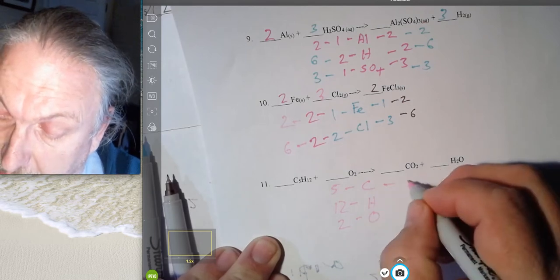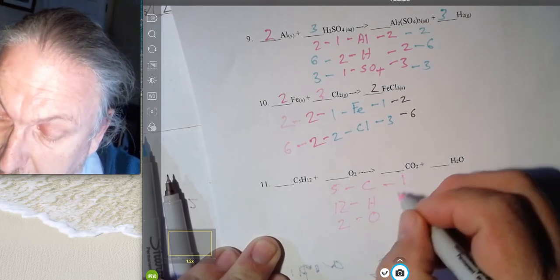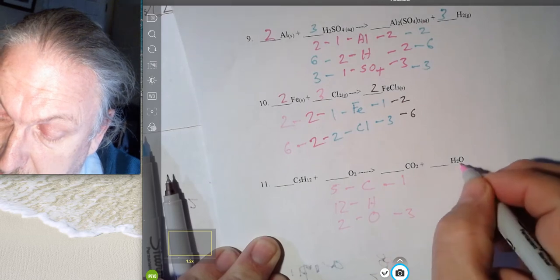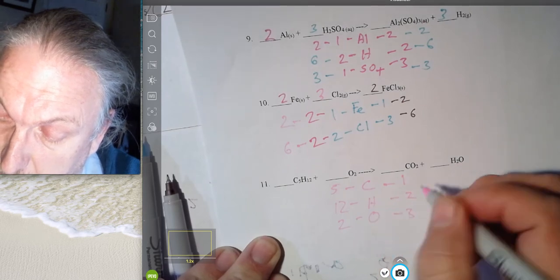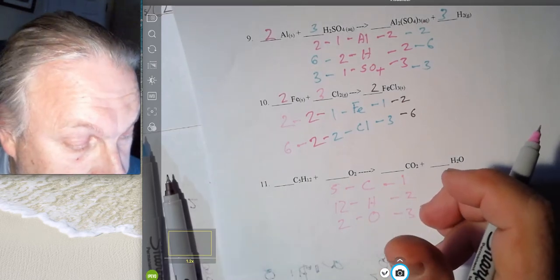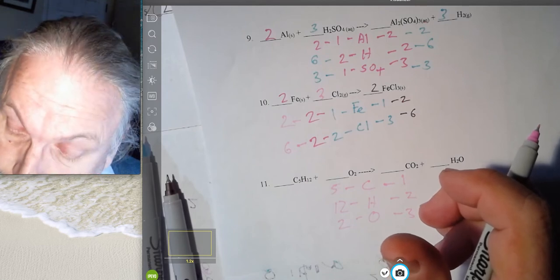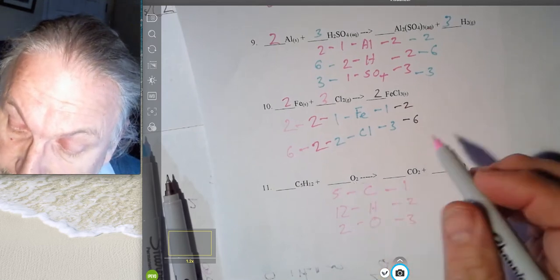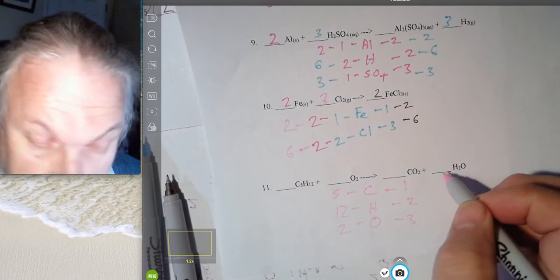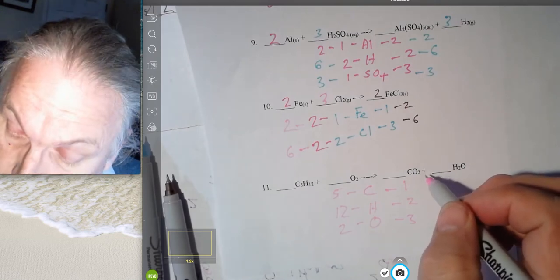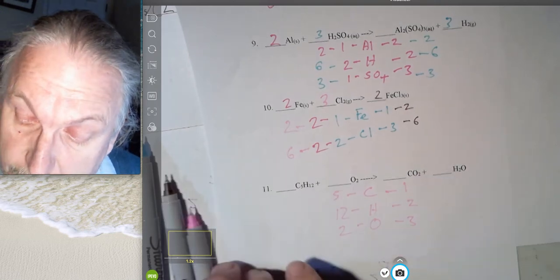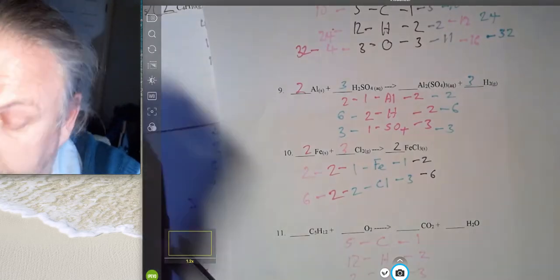On this side, I have 1 carbon. I've got 3 oxygens. Then I have 2 hydrogens. Let's save the oxygen for last. Okay. Let's think about our carbons. So I'm going to need 5 carbons. So that's where I'm going to start.